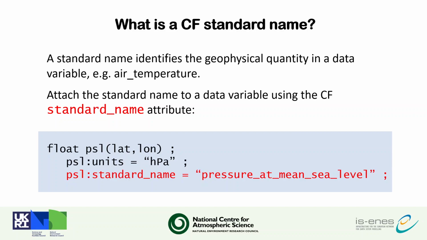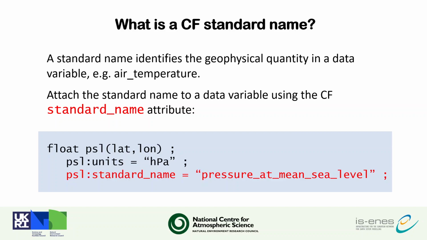A standard name is associated with the data variable simply by specifying the standard name attribute and assigning it a value. In the example here, we have some CDL code for a single netCDF data variable called PSL. It's a two-dimensional array of floating point values with latitude and longitude coordinates, and it has two additional CF attributes, units and standard name. And as we shall see, these two attributes go hand in hand throughout the CF conventions.